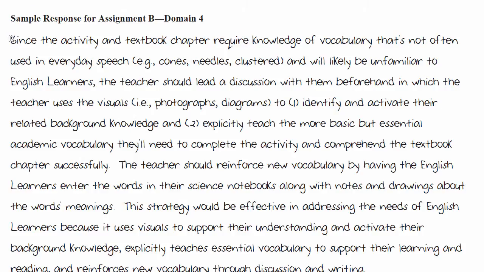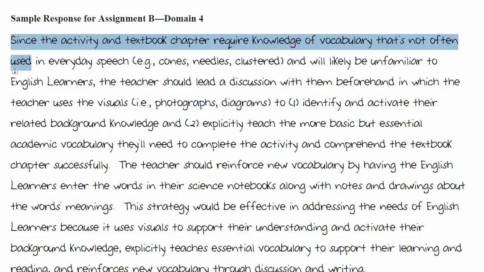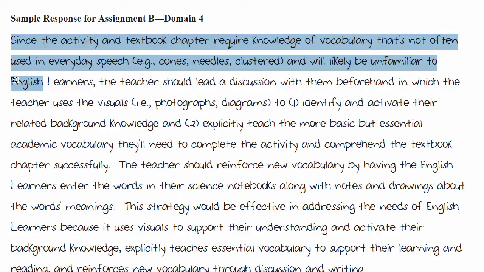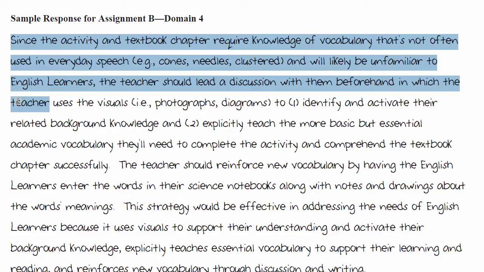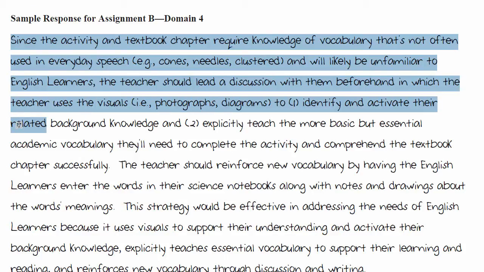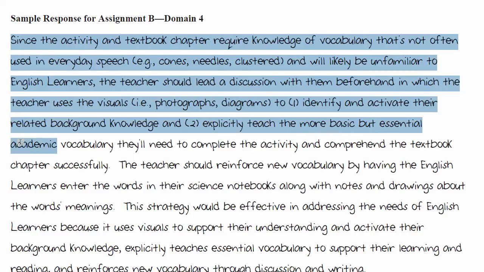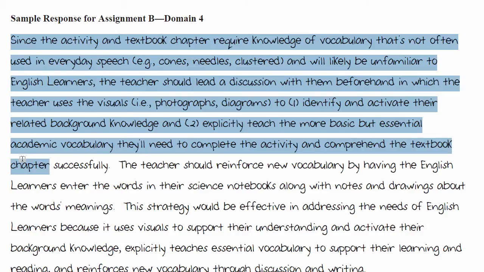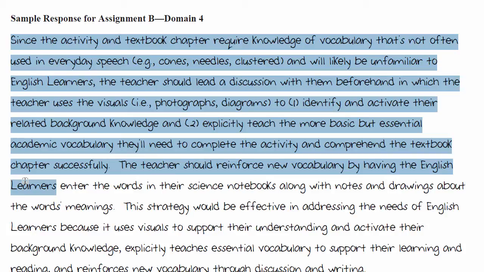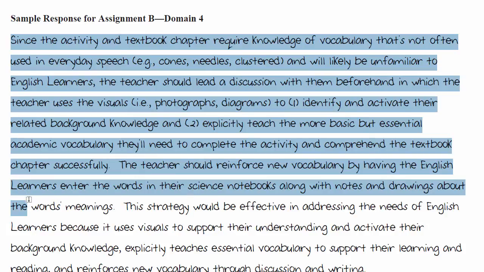So look, since the activity in the textbook chapters require knowledge of vocabulary that's not often used in everyday speech, cones, needles, clustered, and will likely be unfamiliar to English learners, the teacher should lead a discussion with them beforehand in which the teacher uses visuals, photographs, diagrams to 1, identify and activate their related background knowledge, and 2, explicitly teach the more basic but essential academic vocabulary they'll need to complete the activity and comprehend the textbook chapter successfully. The teacher should reinforce new vocabulary by having English learners enter the words into their science notebooks along with notes and drawings about the word meaning.